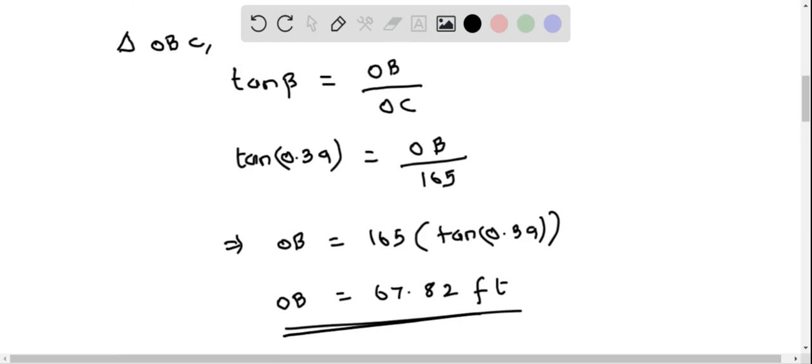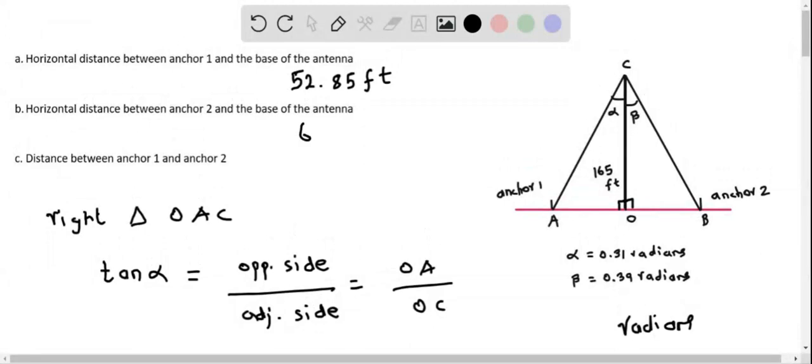So which means we have answered part B. So we can write down here 67.82 feet. And to answer part C, which is basically the distance between anchor 1 and anchor 2, we just have to add these two distances, that is OA plus OB. We have to add 52.85 plus 67.82. So when we add them together, we get 120.67 feet. This is the distance between anchor 1 and anchor 2. So we have answered all the three parts of this question.